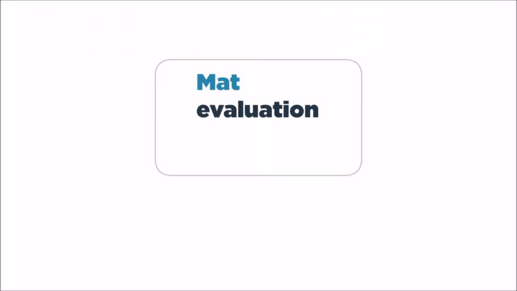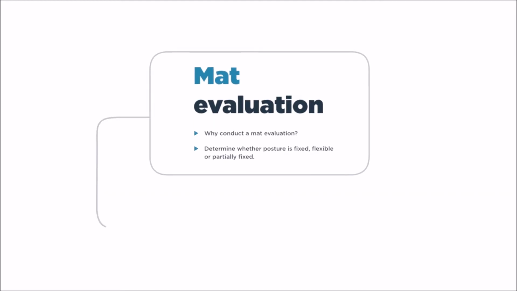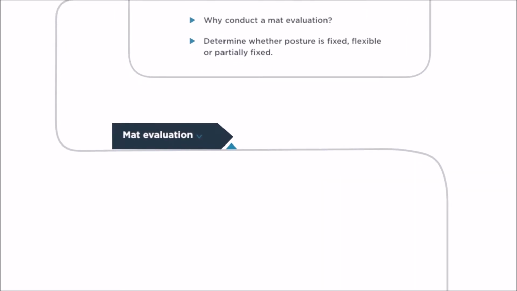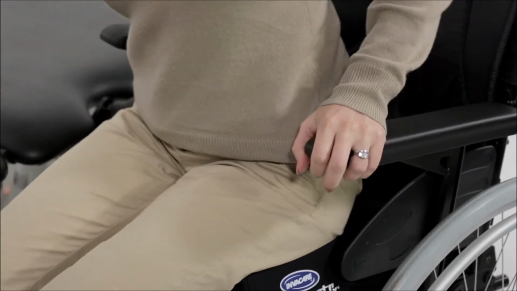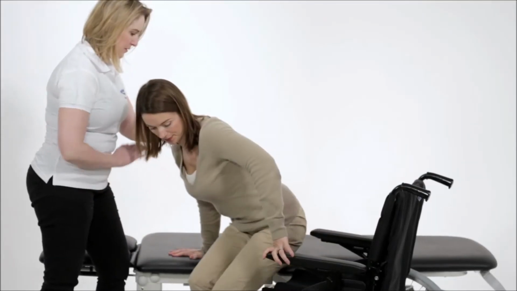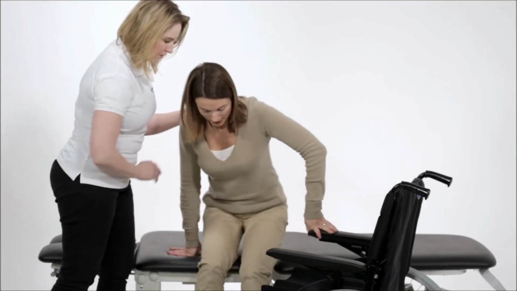All too often, this component of the assessment process is skipped. Getting the person out of the wheelchair, however, provides critical information about the person, including their transfer ability, sitting balance, and range of motion, whether their posture is fixed or flexible. Transfer ability. Can they do this independently? How do they transfer themselves? Is it safe? Is further training required?